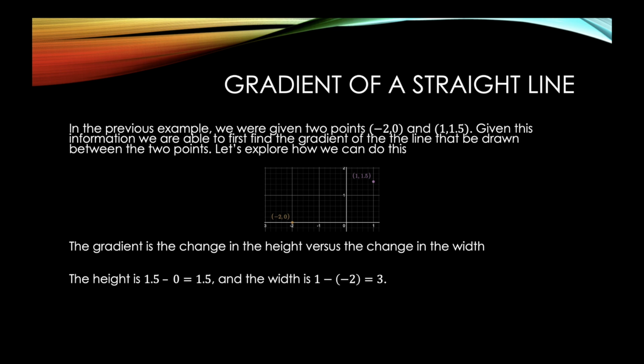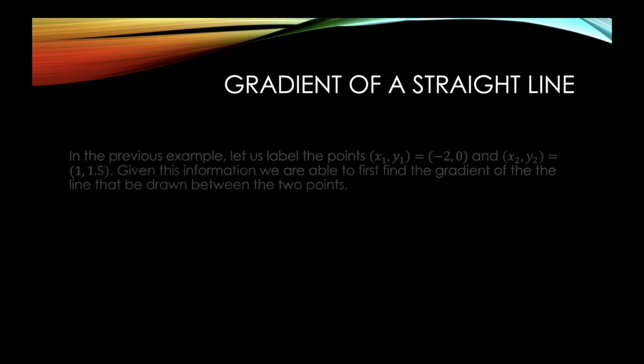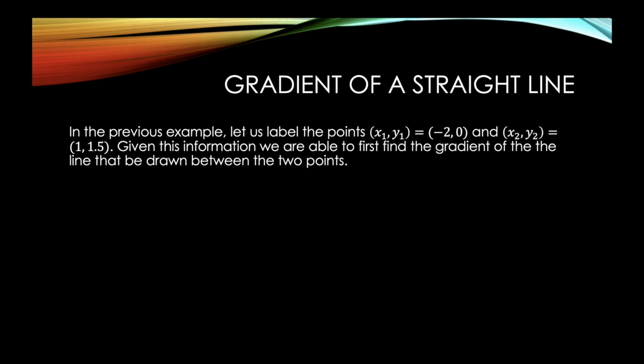Note that because I took the coordinates of 1, 1.5 to be the leading numbers in the subtraction, I have to do the same for both the y values and the x values. That means we have the gradient of 1.5 divided by 3, which is equal to a half. So we've found the gradient, which is equal to a half.